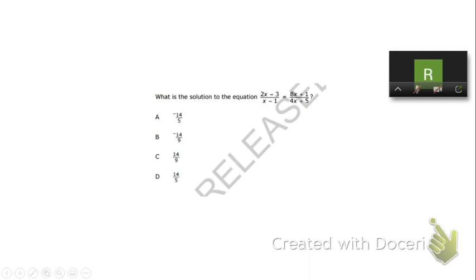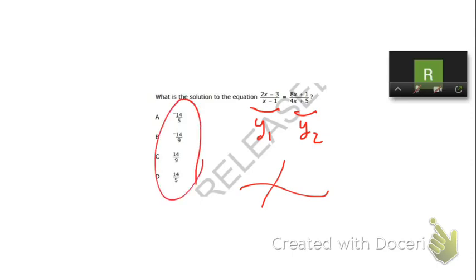All right, what is the solution to the equation here? My suggestion, graph the first, graph the second, and see where the lines intersect. Now, it will give you a decimal, but once it gives you a decimal, you have to see which one of the fractions equals your decimal. That's all it is.